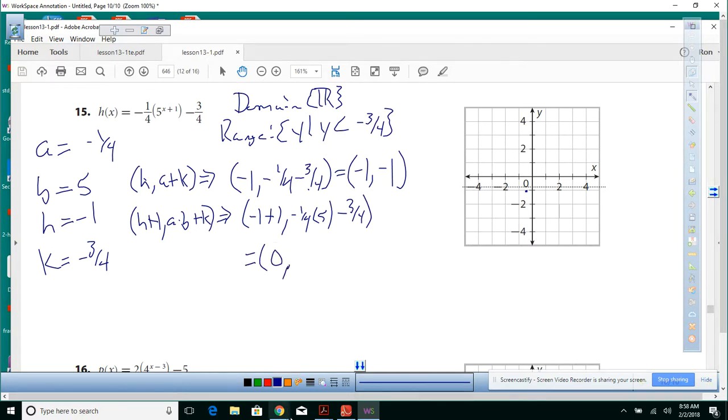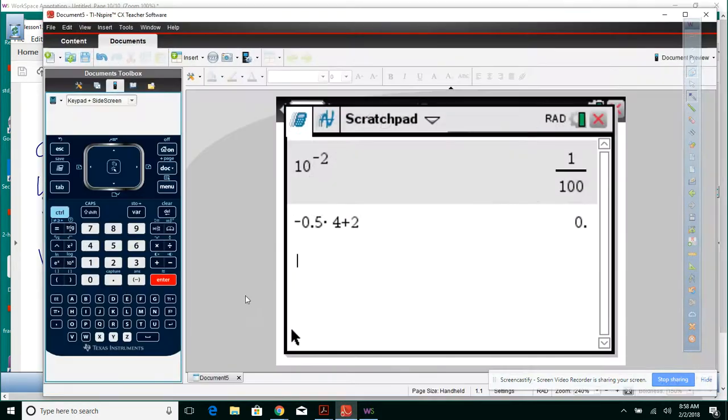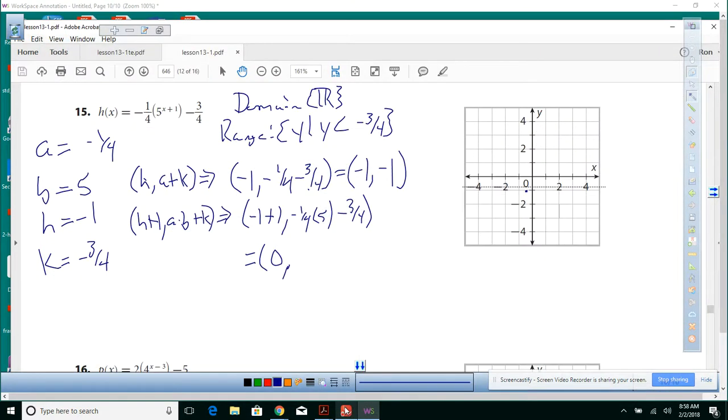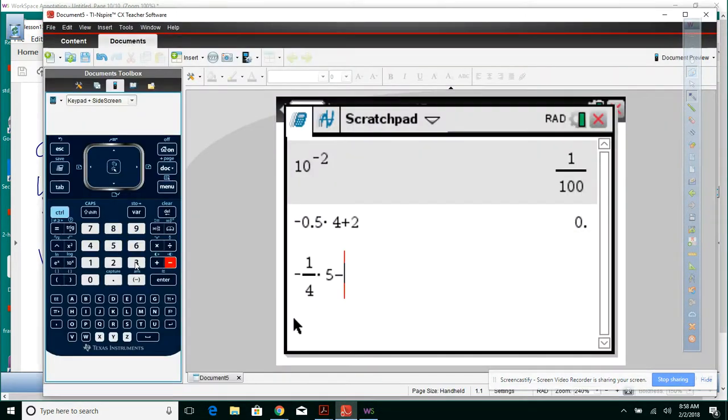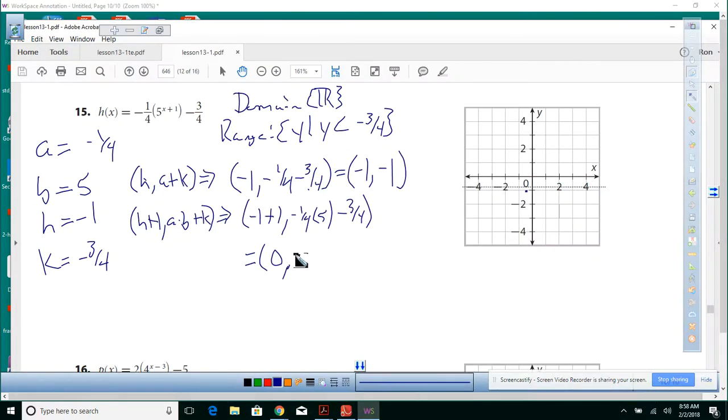And let's see, I can't do that in my head. So let's go. We got -1 control divide 4 times 5 minus 3 control divide 4, and that gives me -2. All right, so we got 0, -2, and that's going to be right there. So it's going to look something like this right here.